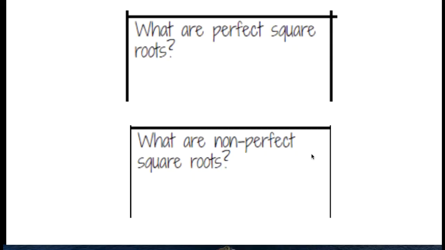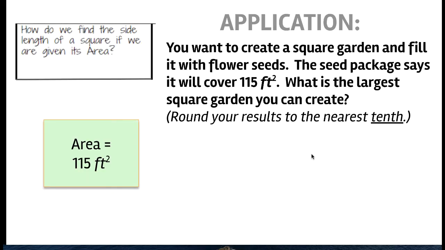All right, so we have learned a new math symbol to add to our math repertoire, and that is the square root symbol, the radical symbol. We've learned what perfect square roots are. We've learned what non-perfect square roots are. Now let's apply. You want to create a square garden and fill it with flower seeds. The seed package says it will cover 115 square feet. What's the largest square garden you can create? Round your results to the nearest tenth.